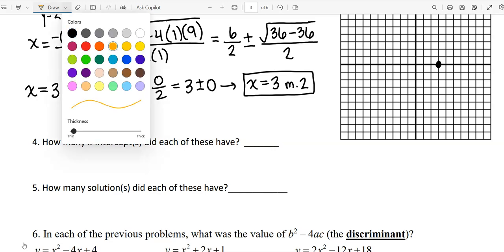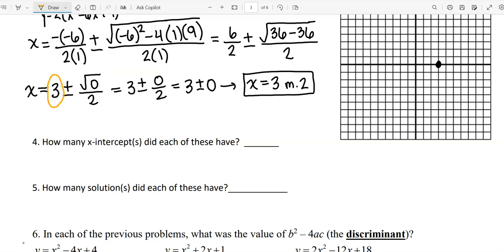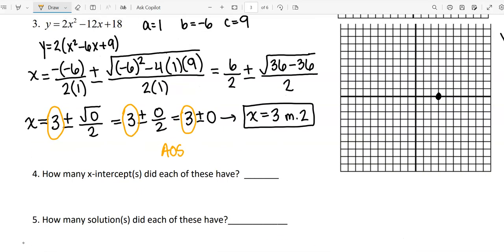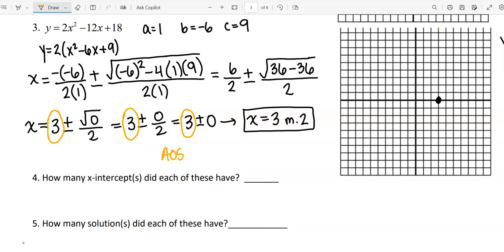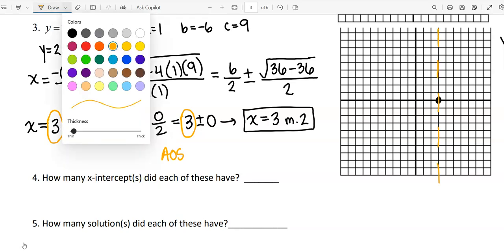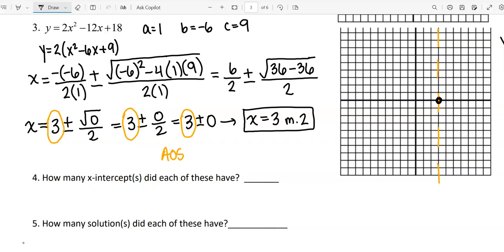Hey, remember what we talked about here? What is this 3? Your axis of symmetry. So let's graph that. If I graph my axis of symmetry at x equals 3, what's going to happen? It cuts through my x-intercept, right? So my x-intercept is also my vertex.